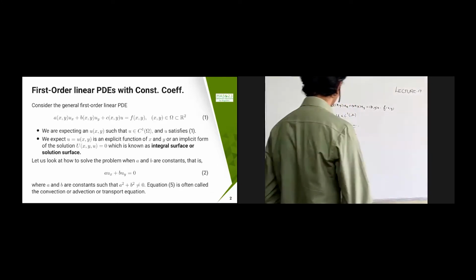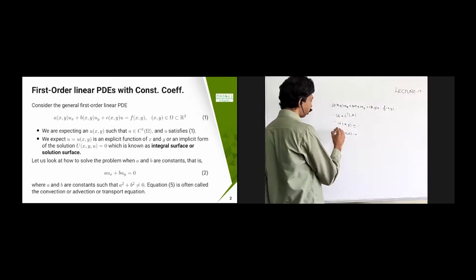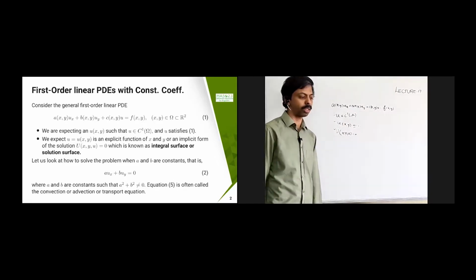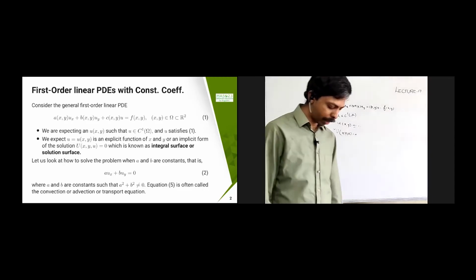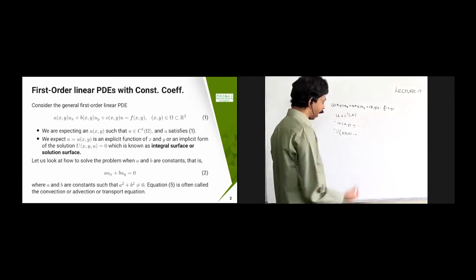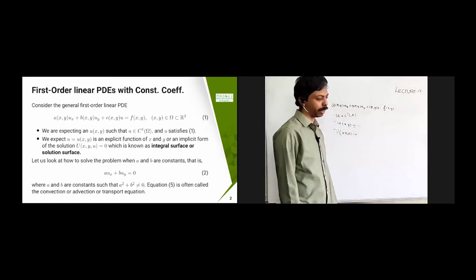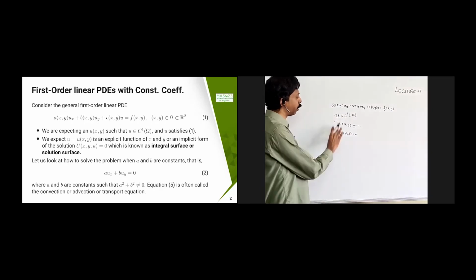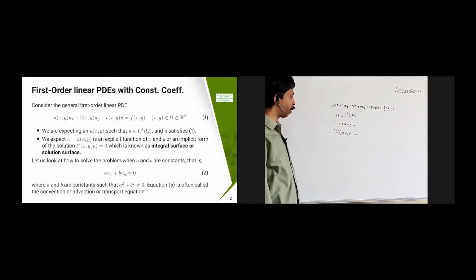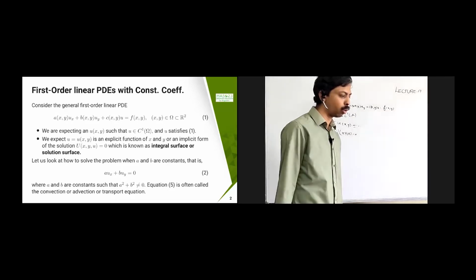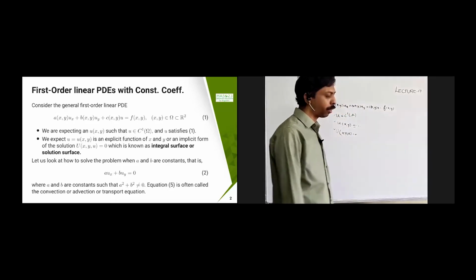This u is called the integral surface, or the solution surface, like the same way what we did in the ODE case. There we got the solution as a function of x, and if it satisfied all the properties, then we said it is the solution of the ODE problem. Similar to that here, but the only difference is that there it was a function of a single variable, and here it is a function of two variables. So this is the first order linear PDE in two variables.